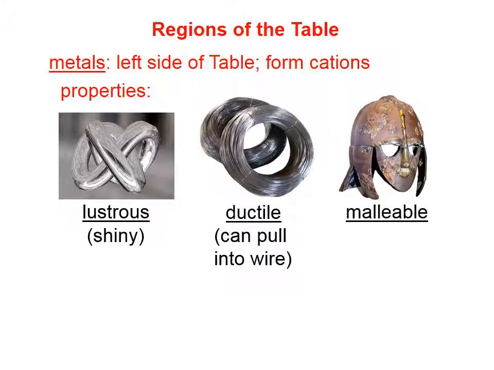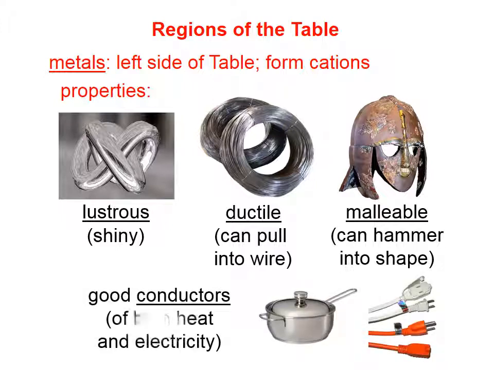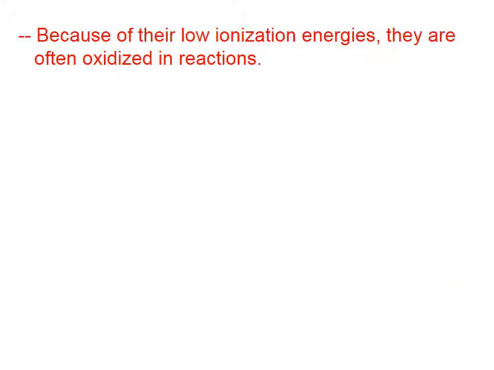Metals are also malleable. That means that they can be hammered into shape. You can almost see the word mallet right there in the word malleable. Metals also tend to be good conductors, both of heat and electricity. And the reason for this, which we'll discuss later, is because metals have mobile valence electrons that are free to move throughout the entire crystal structure.